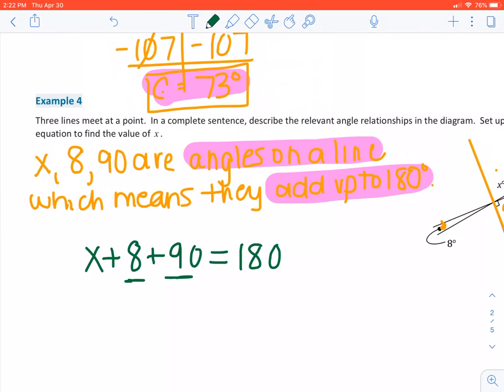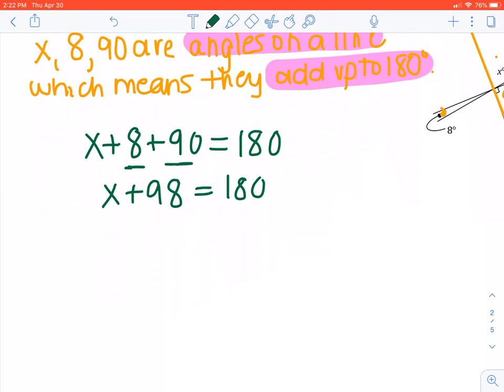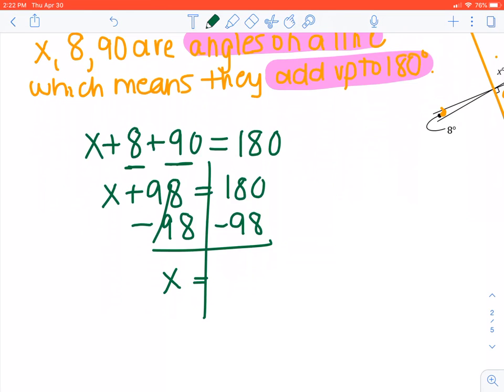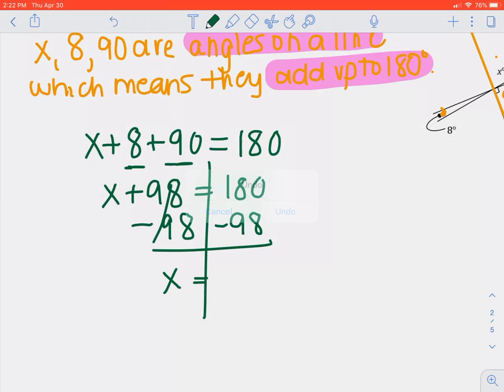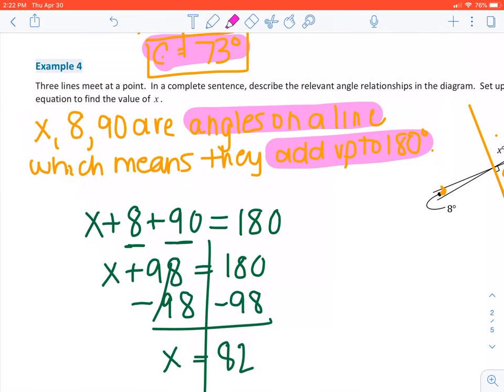All right, so combine your like terms. 8 plus 90 is 98. Now let's solve. So I'm going to subtract 98 from both sides. So let me take my calculator here. 180 minus 98 gives us 82. All right, I'm going to go back up to the question. The question just says to find the value of x. That's what we did. Here's our value of x. So our value of x is 82 degrees.